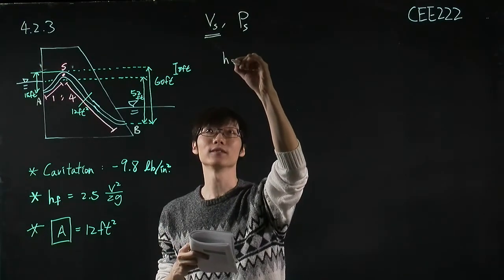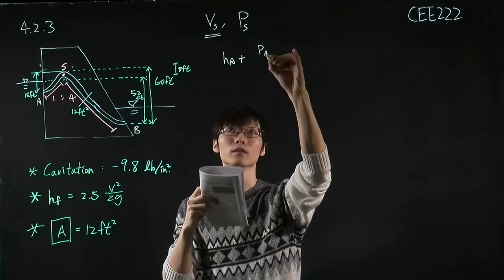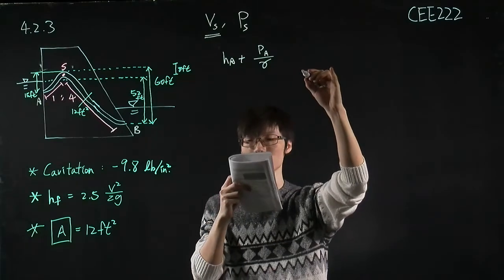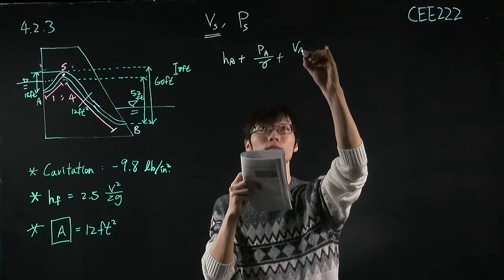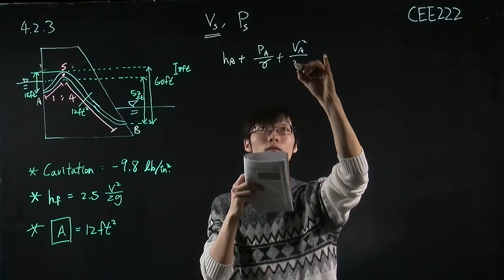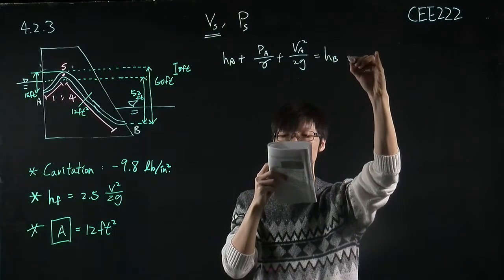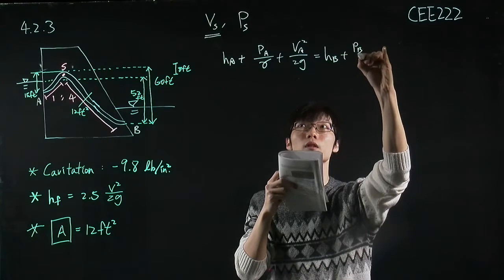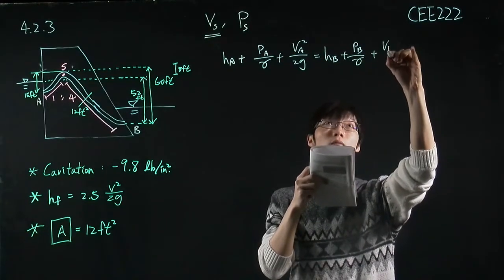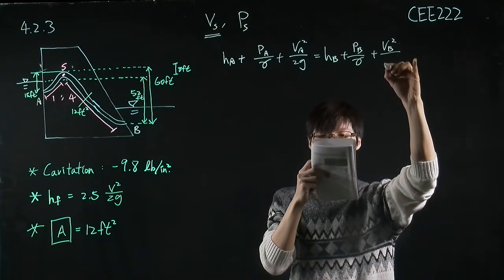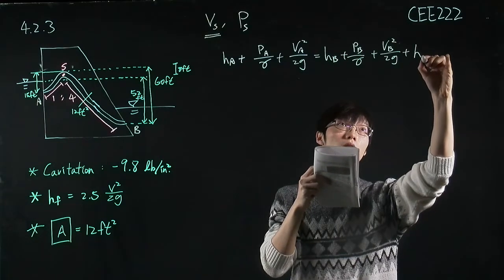So write down the energy equation. We have H_A plus P_A divided by the specific weight plus the velocity term V squared over 2g, equal to H_B plus P_B divided by the specific weight plus the velocity term V squared over 2g, plus the head loss.